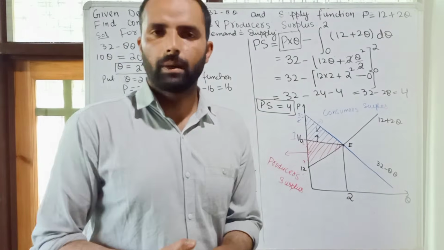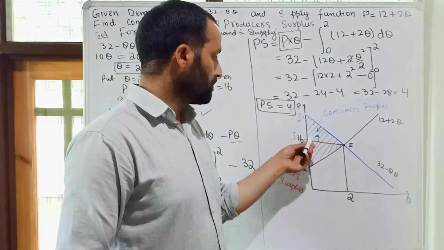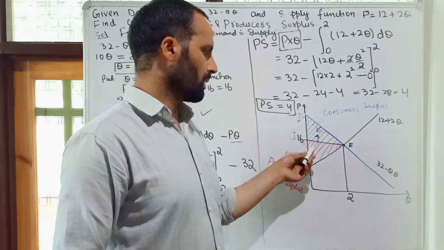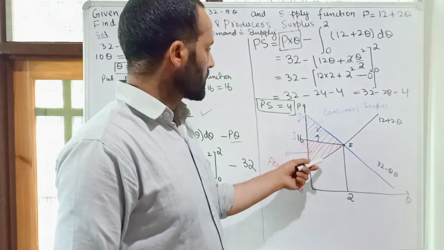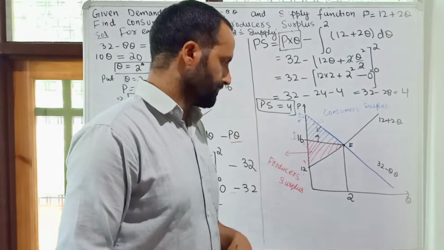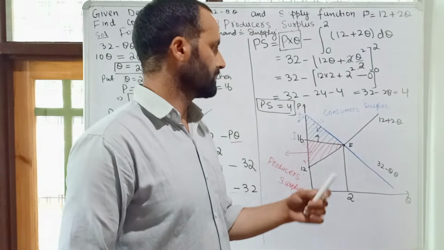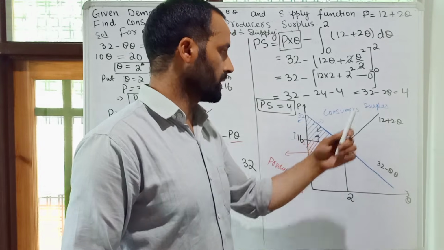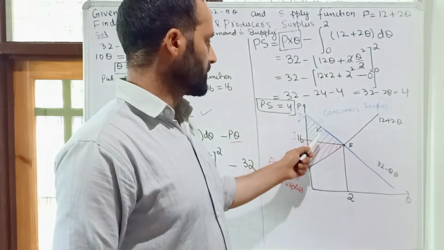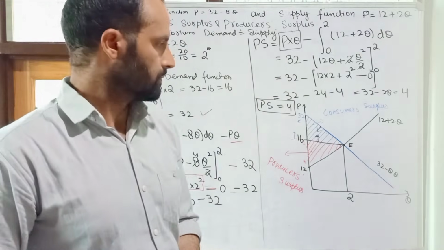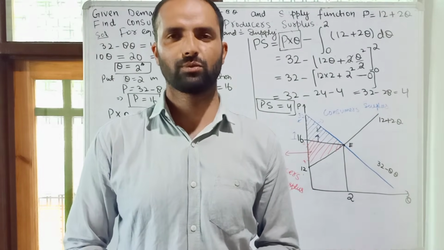Similarly, the portion of the graph that is below the equilibrium price and above the supply curve gives us the producer surplus. Now this red portion represents the producer surplus, and this green portion represents the consumer surplus. The total surplus is the addition of these two areas. So this was all about finding the producer surplus and consumer surplus.